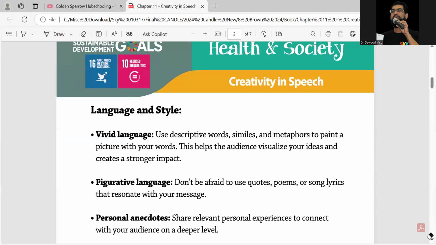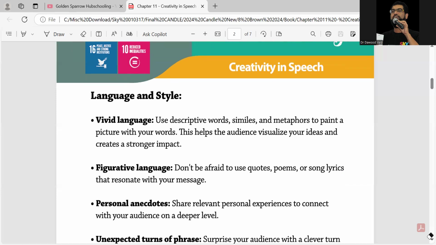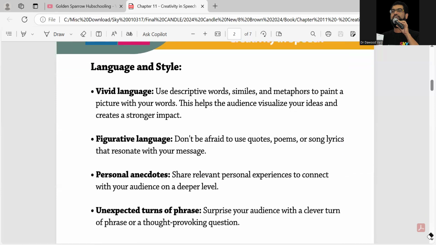Also, keep your language simple, use descriptive words, metaphors, paint a picture with words. As it says, a picture is worth a thousand words. And this is very, very important. Use very easy, uncomplicated language. But yes, once in a while, don't be afraid to use a quote, a poem, or even song lyrics that resonate with your message.